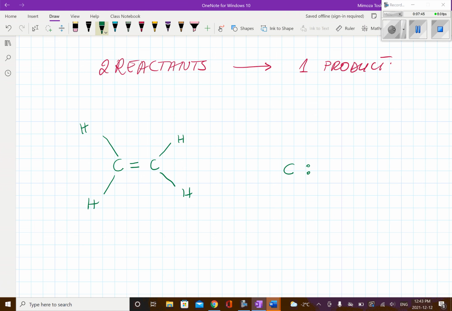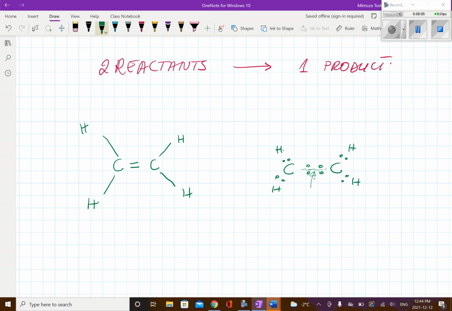If we express this as a Lewis dot diagram, then we will have something like this: carbon, carbon, and then one hydrogen here, one hydrogen here, one hydrogen here, one hydrogen here. And now what is happening? This bond here is broken. So one of them is broken.